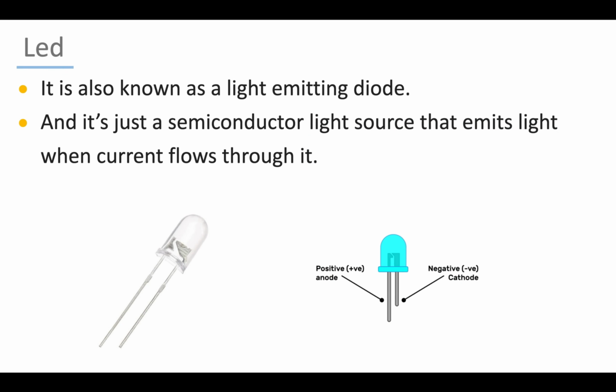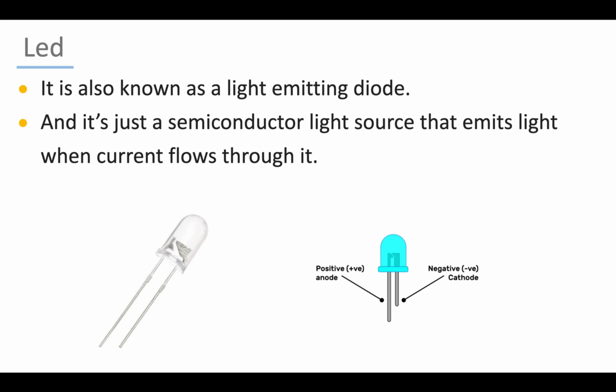It is also known as a light emitting diode, and it's just a semiconductor light source that emits light when current flows through it. Here it looks like the picture on the left side, where we have a small light bulb on the top and there are two wires coming out of it. As you can see in the right picture, these two wires are known as anode, which is also referred to as the positive terminal, and cathode, which is also referred to as the negative terminal.